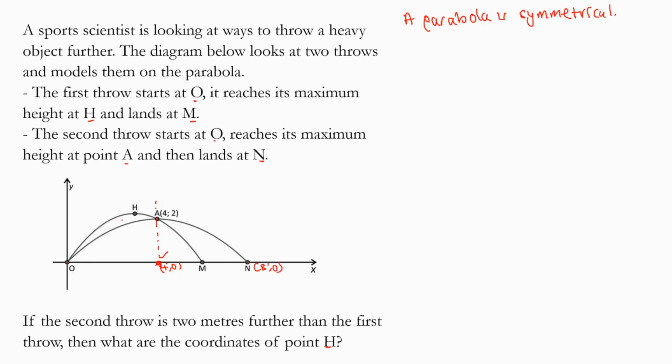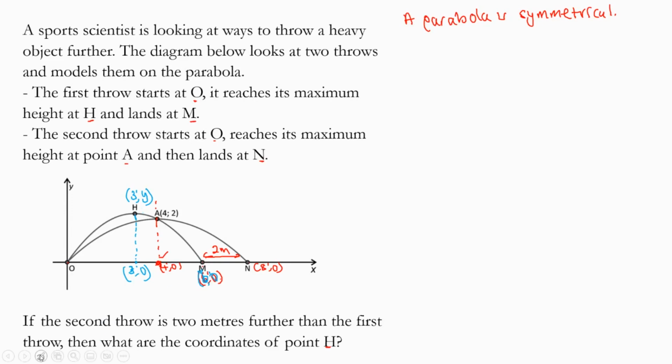A parabola is symmetrical, and we are given that the second throw is 2 meters further than the first throw, so this distance is 2 meters, meaning that the coordinates of M should be 6, 0. If the coordinates of M are 6, 0, we can find the x coordinate of H, because again we're using the fact that the parabola is symmetrical. It means here we're going to have 3, 0. So now we have the x coordinate of H, but we don't know the y coordinate. How do we find it?